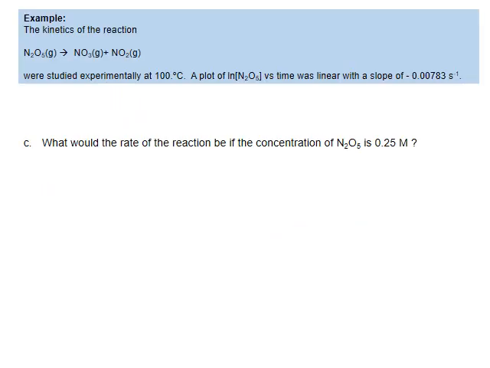Let's look at question C. Question C asks what would the rate of the reaction be if the concentration of N2O5 is 0.25 molar. Since we're asking for what the rate of reaction would be, we need the regular rate law. We've already seen that for this reaction, we have a first order rate law, where rate is equal to k times the concentration of N2O5 raised to the first power. We've also seen that the rate constant k is equal to 0.00783 inverse seconds.